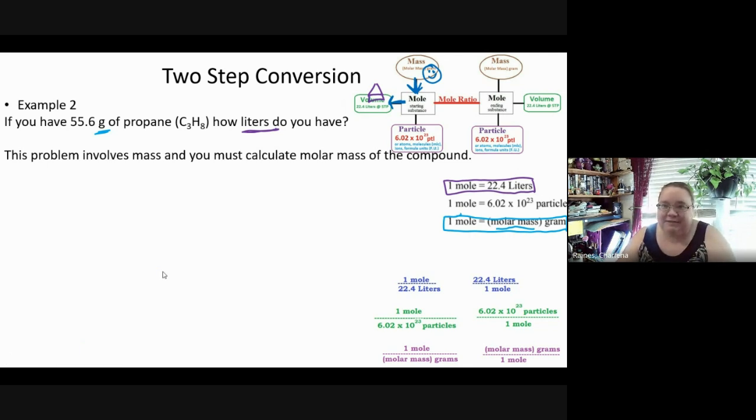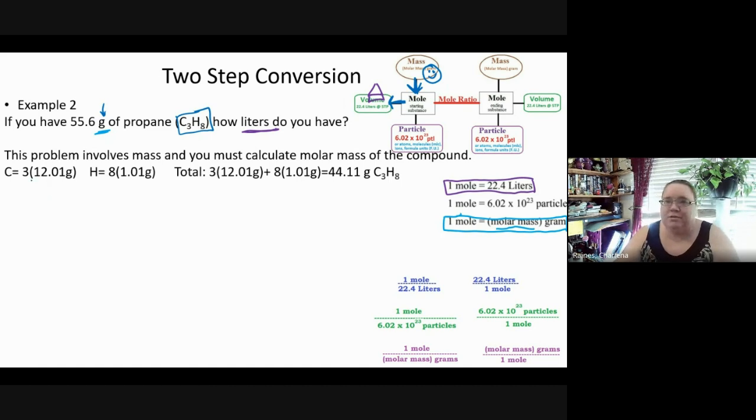Since mass is involved in the problem, I have to find the molar mass of C3H8. So I said earlier, all of my examples were with the periodic table. So on my real table, I'm going to add up 3 carbons, 8 hydrogens. So no, I did not make up 44.11. I quite literally got it from the periodic table.